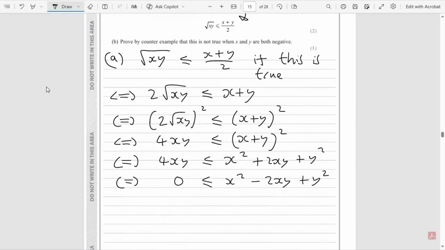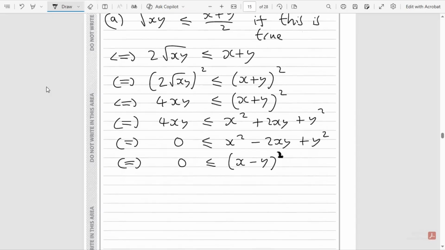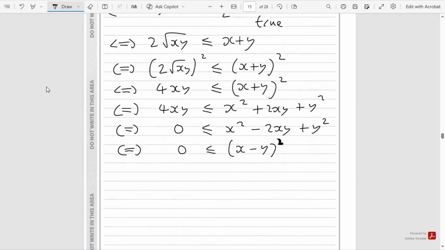Now, on that right-hand side, what I want you to notice is that you can actually factorize it. So this statement is equivalent to saying that 0 is less than or equal to (x minus y) all squared, because if you were to expand the brackets there, you'd have an x squared, a minus 2xy, and then a plus y squared at the end. Now, with this final statement, do you agree with me that this statement is always true?